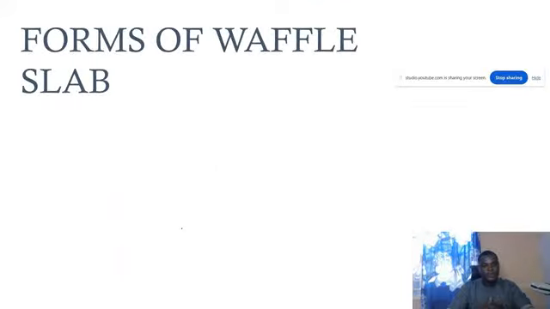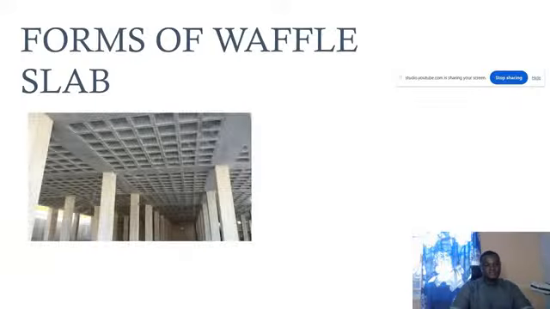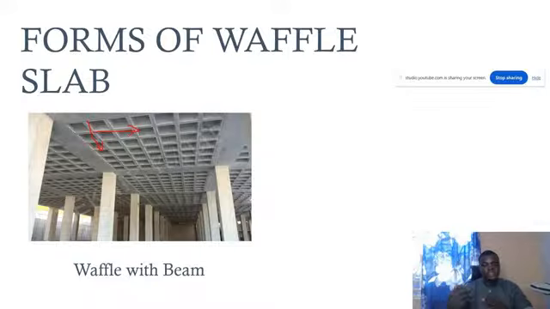So we have various forms of waffle slab, even though I've tried to explain it in my previous slide. This is in terms of support. Waffle slab can be done in two ways in terms of support. You can see that the waffle slab here is in two directions, this direction as well as this direction, so it has ribs in both directions. One way is when your waffle slab is supported directly by beams. So this is waffle slab with beams. The slab comprising the topping and the rib beams, which we call the waffle slab, is now supported by beams.